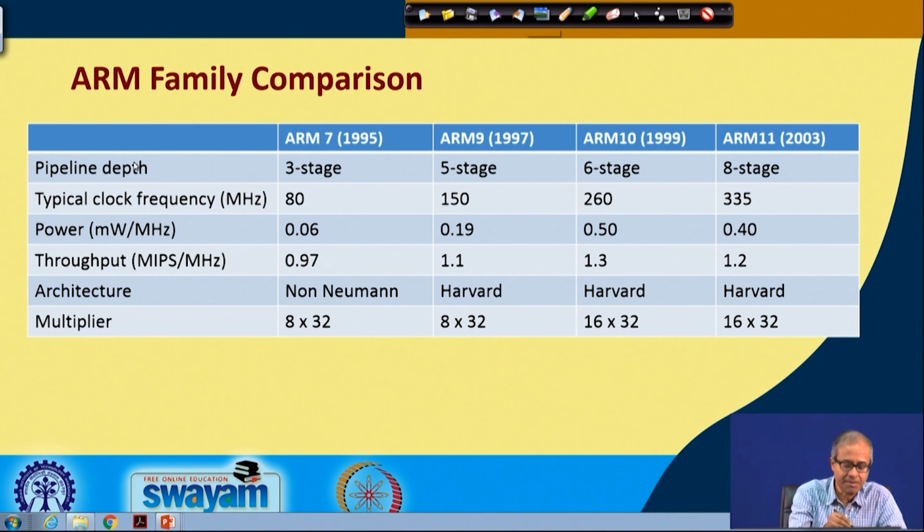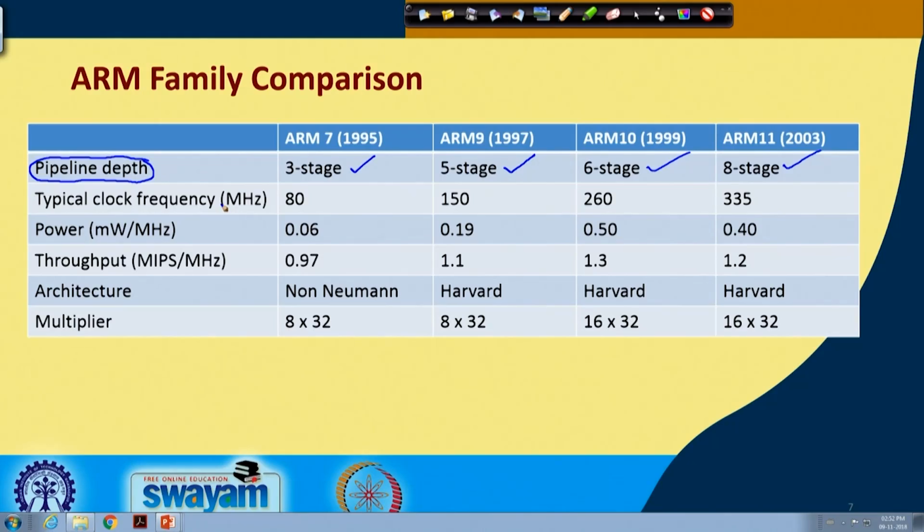First thing is pipeline depth. Depth means how many stages of the pipeline are there. We already talked about ARM 7 with 3 stages, ARM 9 with 5 stages, ARM 10 with 6 stages, and in ARM 11 we have 8 stages. So, we are enhancing the number of stages in the pipeline to make the execution faster in some sense.